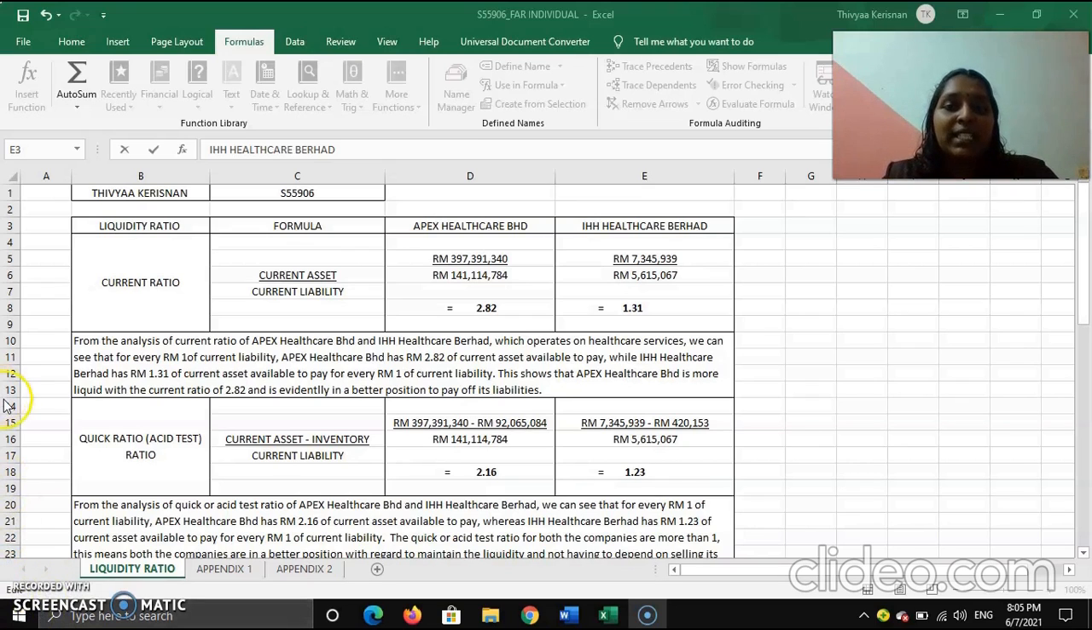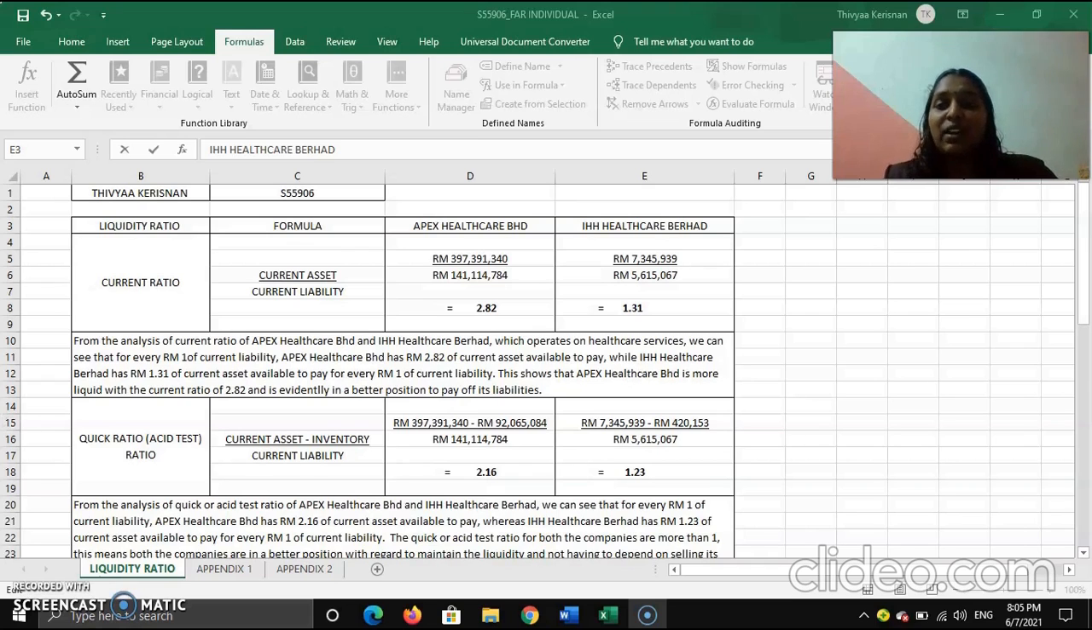For APEX Healthcare Berhad, the current asset is 397,391,340 ringgit divided by current liability 141,114,784 ringgit equals to 2.82. For IHH Healthcare Berhad, current asset 7,345,939 ringgit divided by liability 5,615,067 ringgit equals to 1.31.